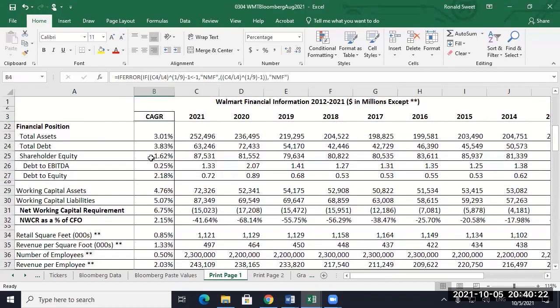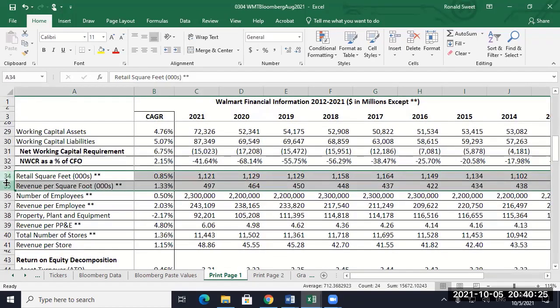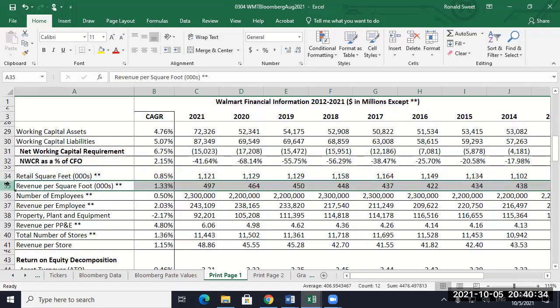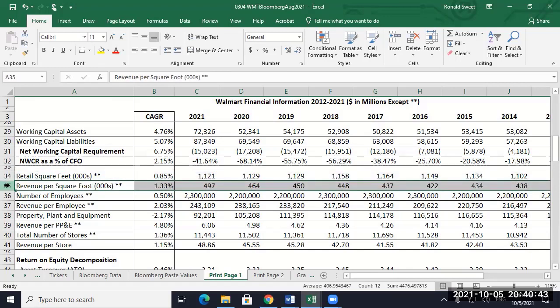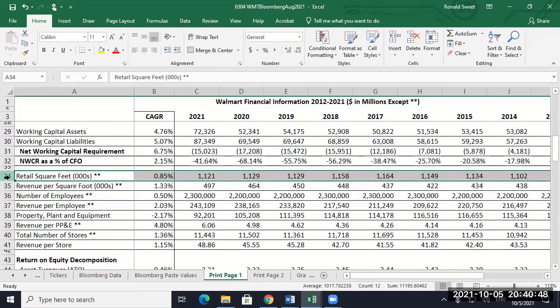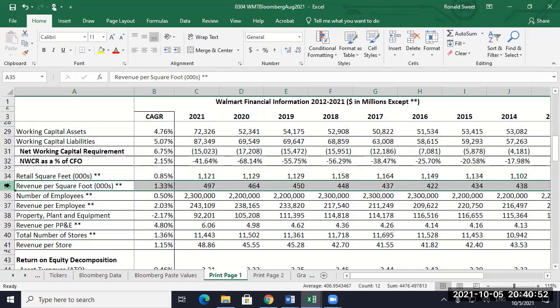Where did they get that? Well, they got it from two places. They added about 1% in square feet. And their revenue per square feet grew about 1%. Which of these is capacity and which of these is turnover? What is square feet? Square feet is capacity. This is turnover. Which of these would you rather be the driving force?